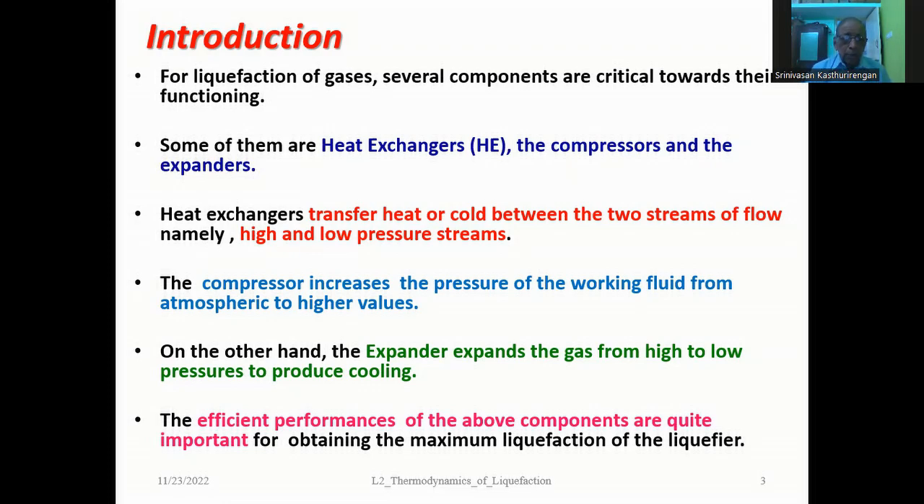Okay, heat exchangers transfer the heat or the cold between two streams of flow, namely the high and low pressure streams. The idea of having a compressor is to increase the pressure of the working fluid from the atmospheric pressure to higher values as required for the liquefaction system. On the other hand, the expander expands the gas from high to low pressure to produce the cooling. Now, the coefficient of performance of the above components is very important, and they have to perform to their maximum efficiency to obtain the liquefaction in the liquefier.